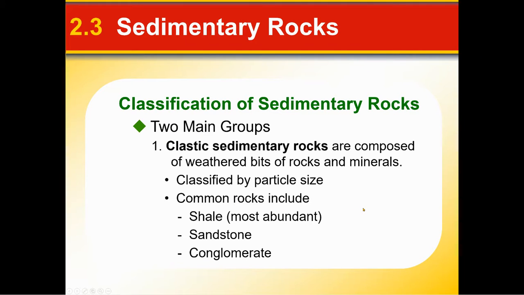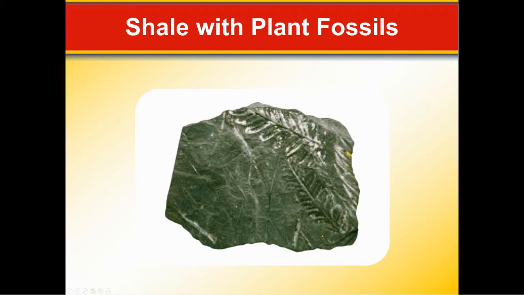All right, there are two classifications of sedimentary rocks, and there are two main groups. Clastic sedimentary rocks are composed of weathered bits of rocks and minerals. They're classified by particle size, and this is huge because this is part of the homework. These common sedimentary rocks include shale, sandstone, and conglomerate. Shale is from clay-sized particles. Sandstone is from sand-sized particles, and conglomerate is a mixture of different types of particles.